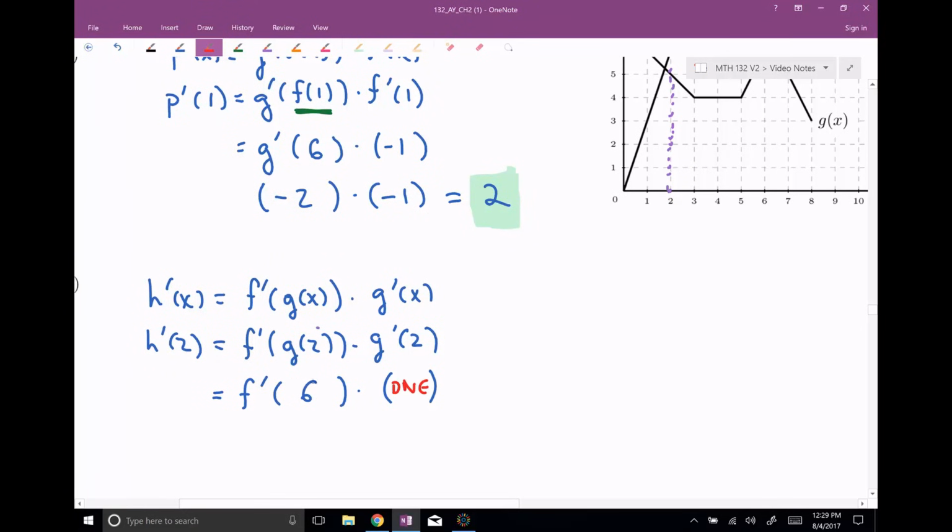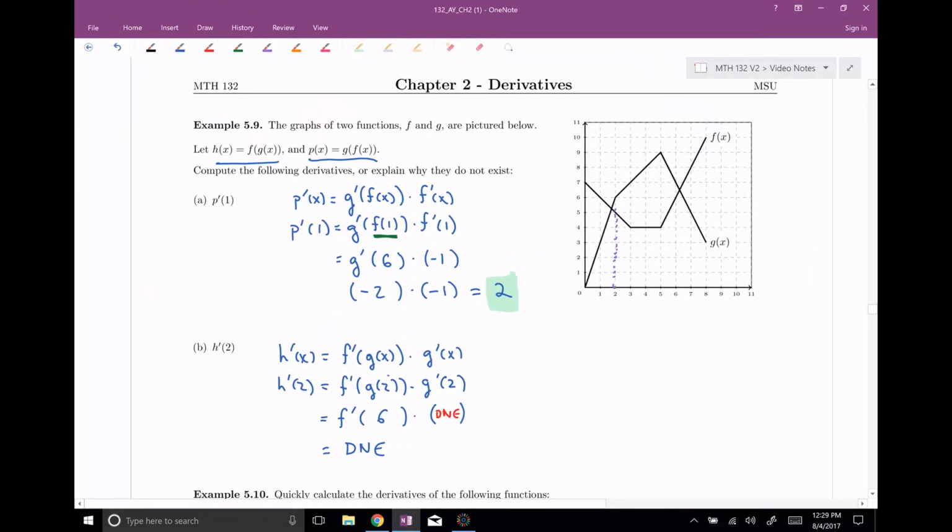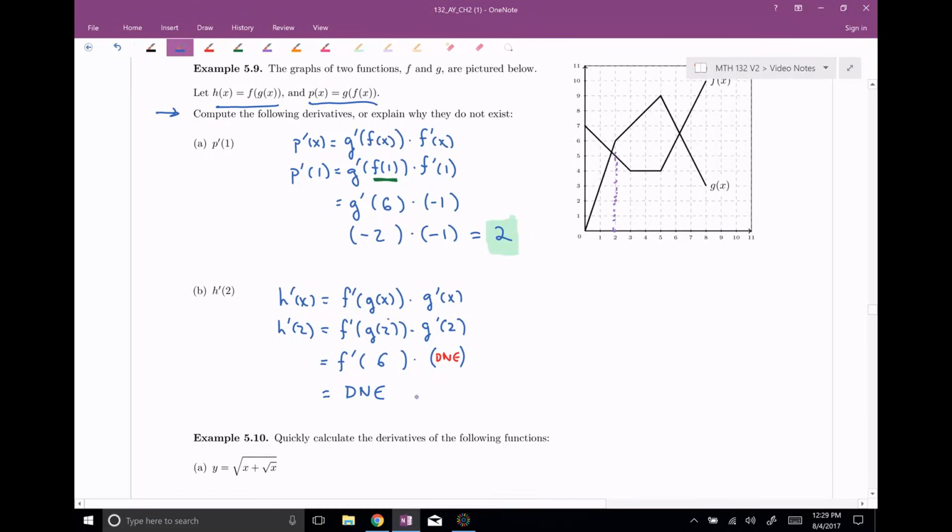So when you take anything and multiply by something that doesn't exist, it can't possibly exist, right? So h prime of 2 in this case does not exist. And it's because the derivative of g at 2 doesn't exist. So again, if we went back to the statement here, compute the following derivatives or explain why they don't exist, this one does not exist, since the derivative of g at x equals 2 does not exist.